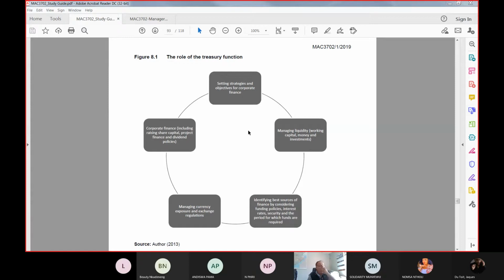So I want you to take into consideration the circles, and this is what happens. You're setting up your strategy, you're managing your liquidity, you search for your sources, where your sources of income come from.